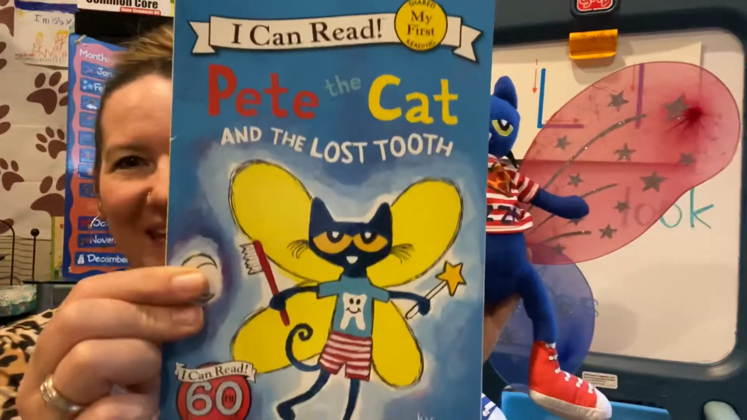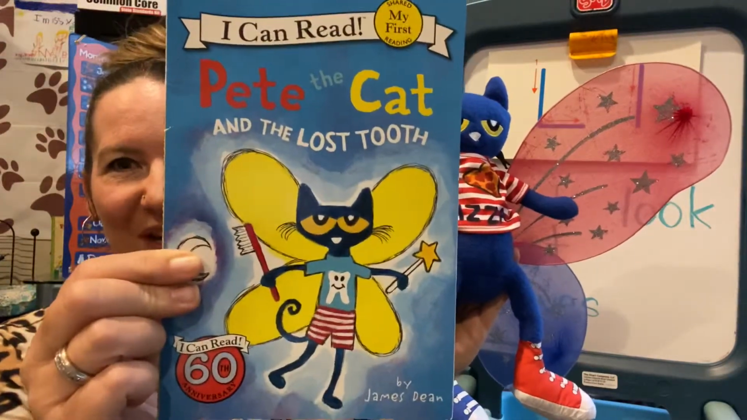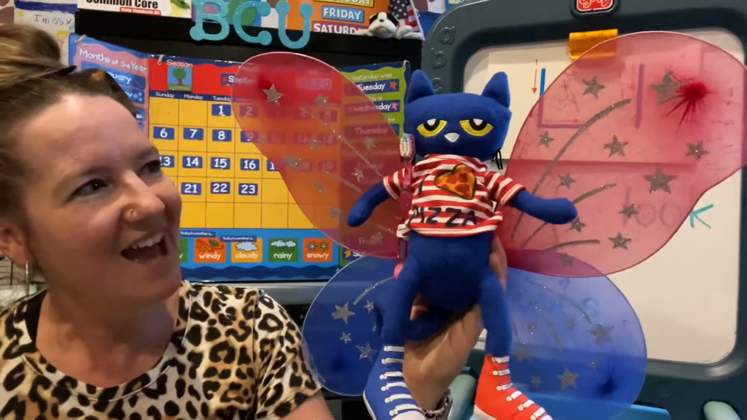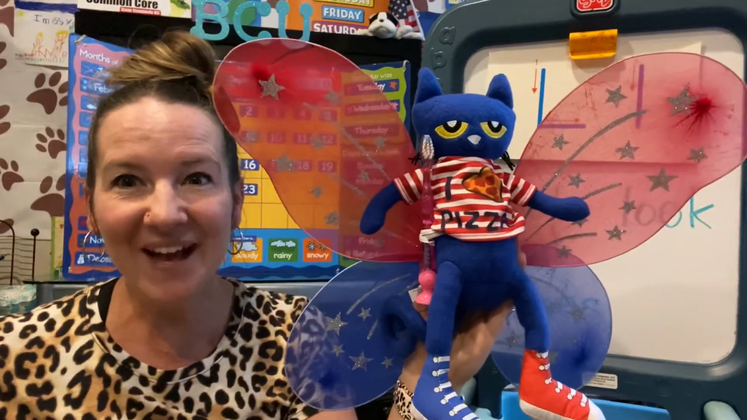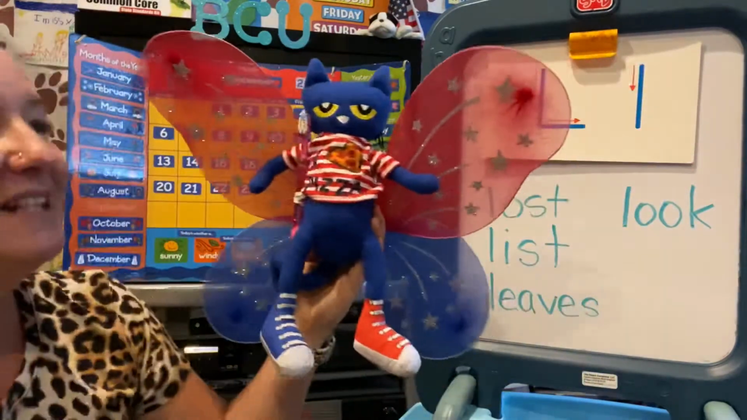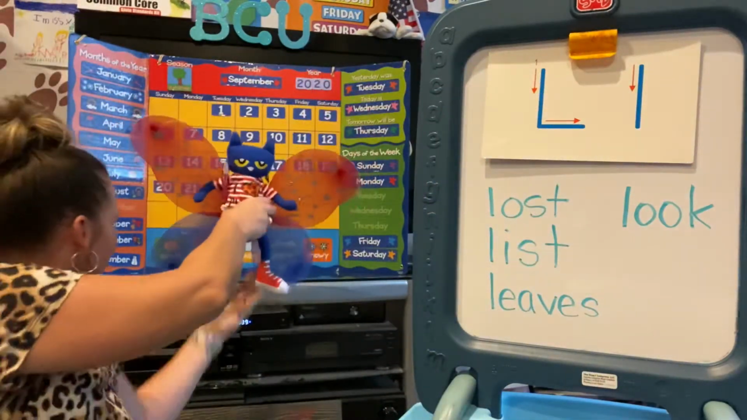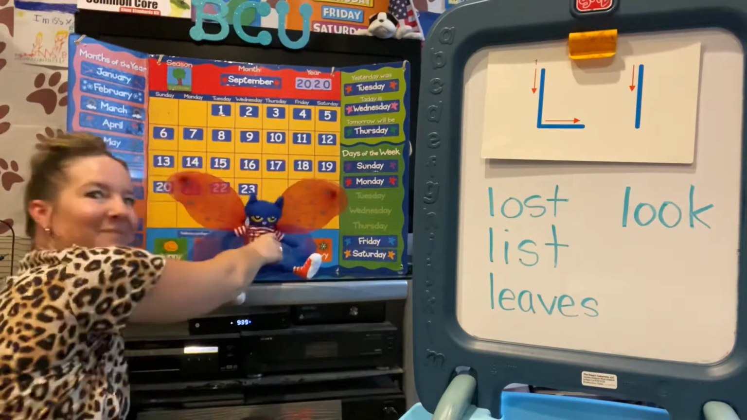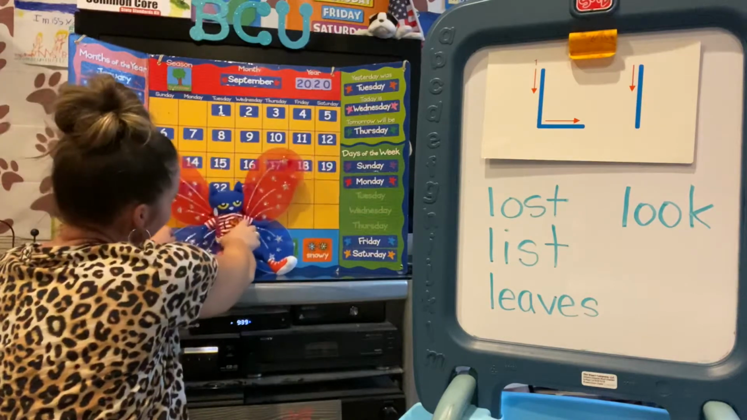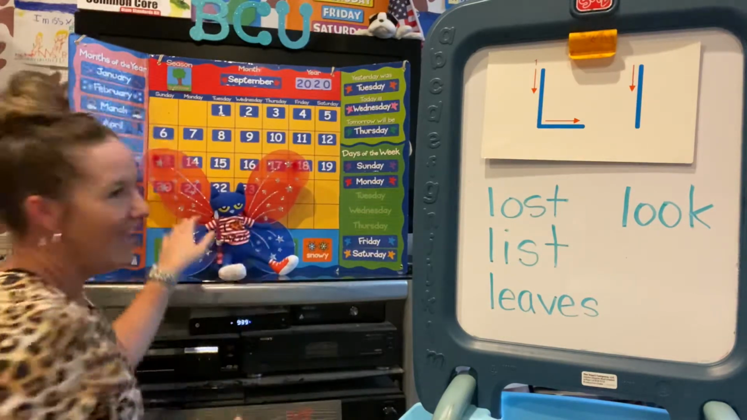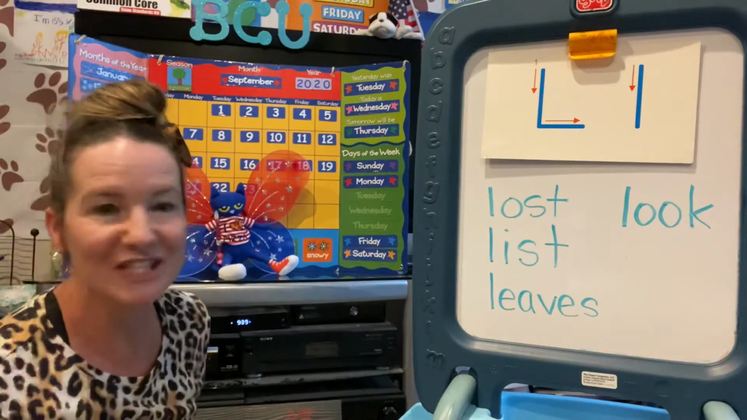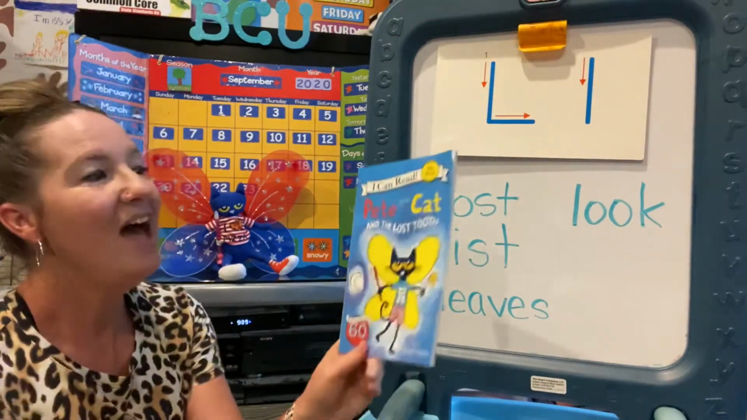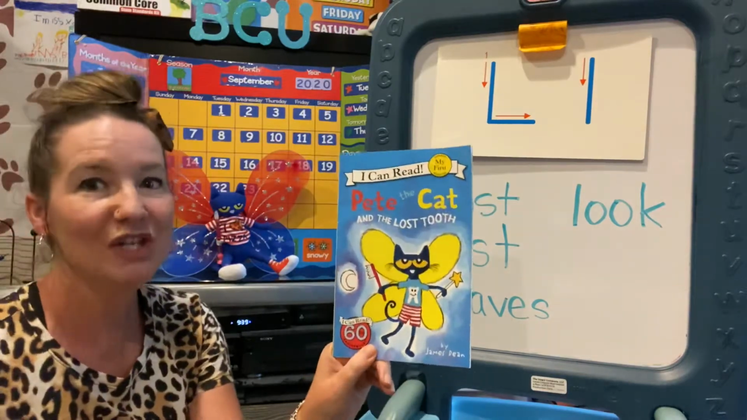So check out Pete on the front cover of our book that we're going to read, and check out our Pete's 11, Pete the Cat. Super cool, right? Our Pete's 11, Pete the Cat Tooth Fairy guy is going to sit right back here and watch us as we search for the letter L throughout the story, Pete the Cat and the Lost Tooth.